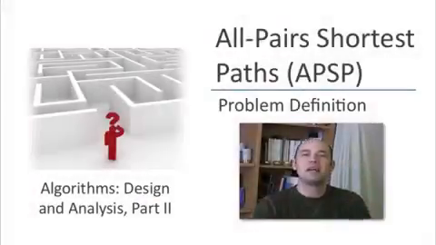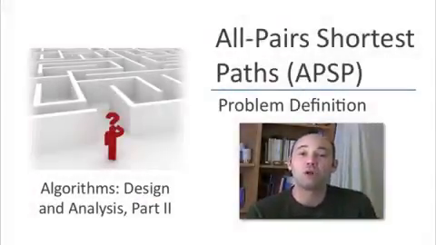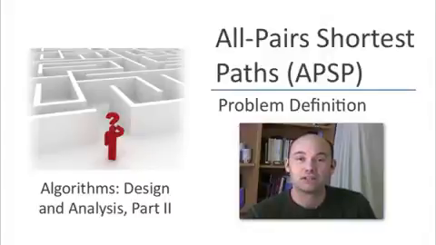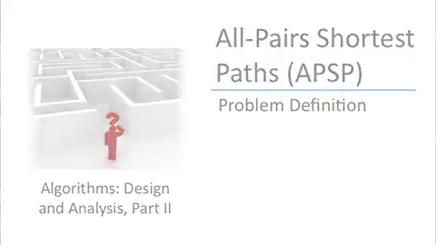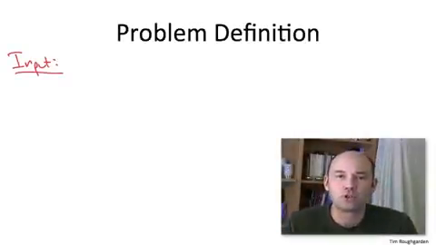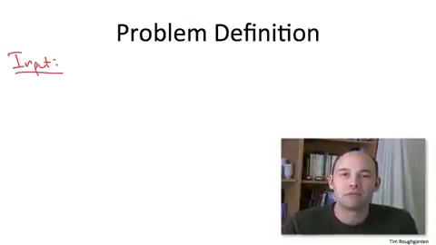So why should we be content computing shortest paths from merely one source vertex to all possible destinations? What if we want to know shortest path distances from every vertex to every other vertex? So the formal definition of the all-pair shortest paths, or APSP, problem is as follows.